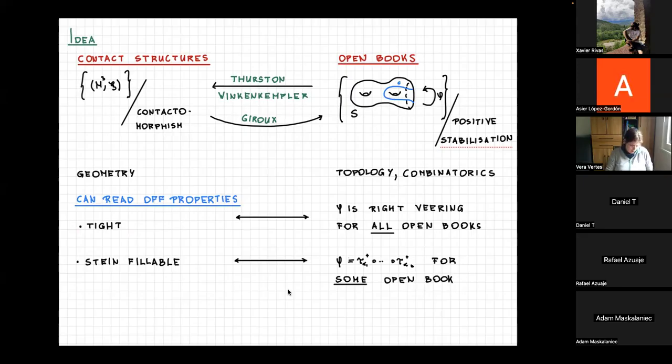And then there's another property of contact structures, Stein fillability, which is also completely phraseable by open book decomposition. The right-hand side, we will be able to understand by the end of the talk. The left-hand side, I wasn't planning to talk about.